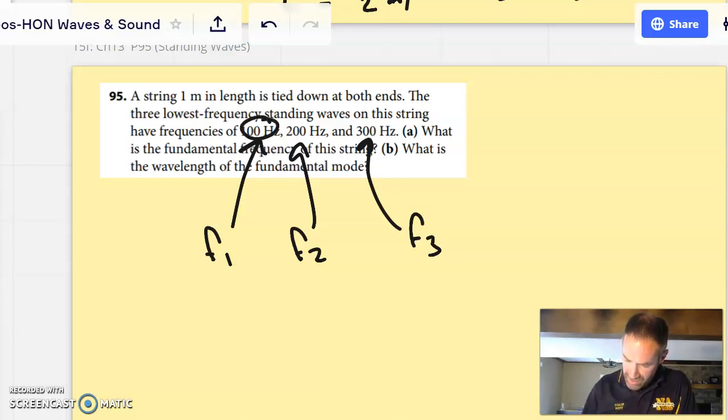What is the wavelength of the fundamental mode? Well, the fundamental wavelength is always 2 times the length of the string, and so it's going to be 2 meters.